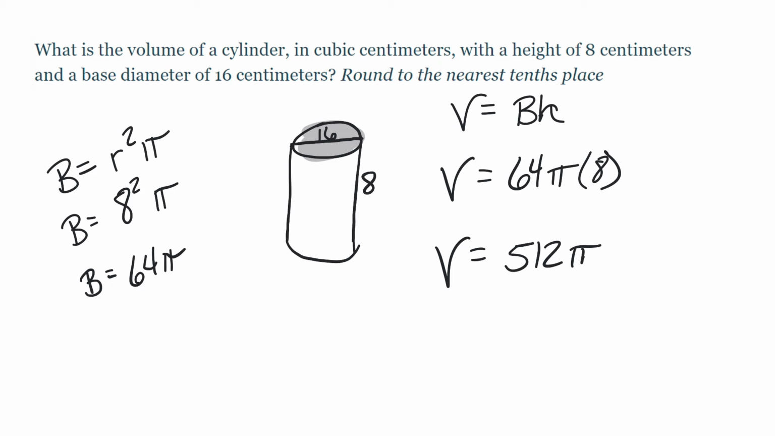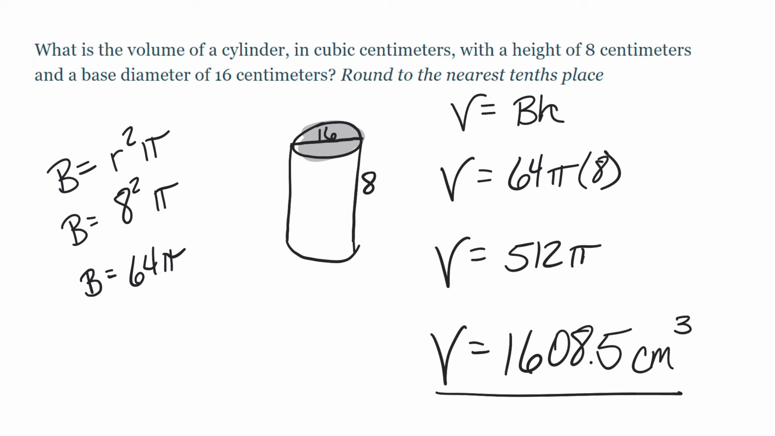And then I am asked to put this to the nearest tens place. So when I multiply this times pi, I get 1608.495, so that would round us up in tens place to 1608.5. We are measuring in centimeters, so this would be centimeters cubed.